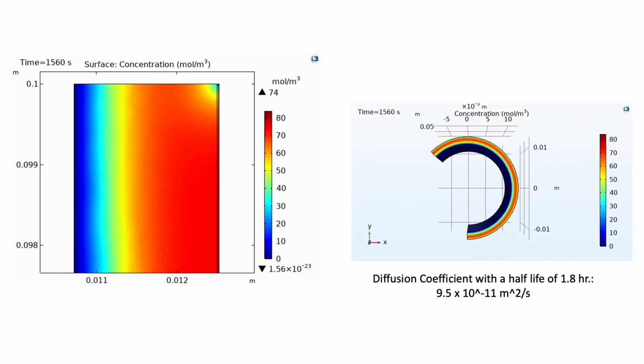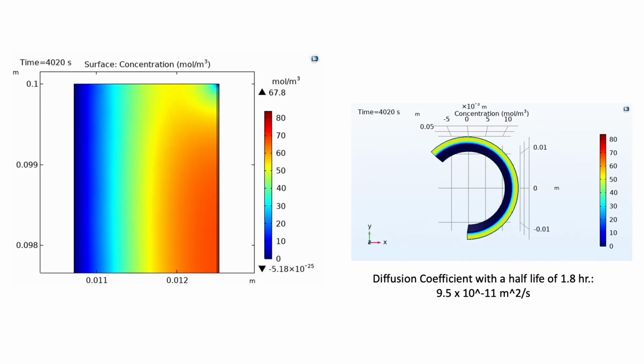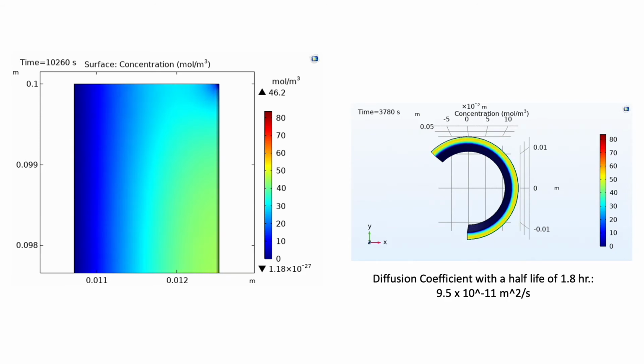The COMSOL model simulates the concentration profile over the first 4 hours, showing the decrease in ibuprofen concentration over time as it leaves through the capillaries. The half-life of the 200 milligram ibuprofen occurs around 2 hours. Using this fact in our COMSOL simulation, a more accurate diffusion coefficient can be calculated as 9.5 times 10 to the negative 11th meters squared per second.